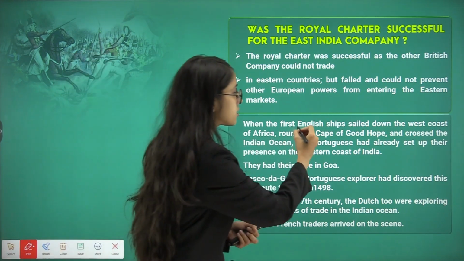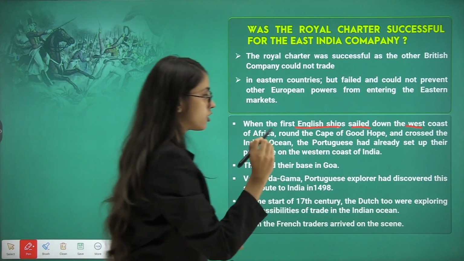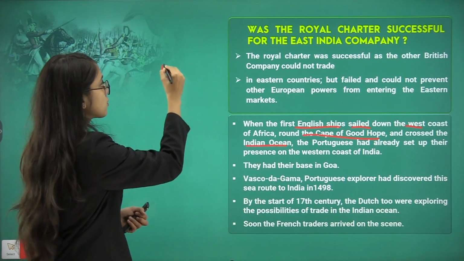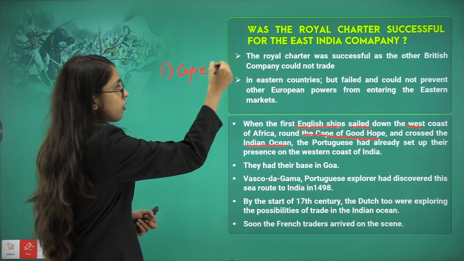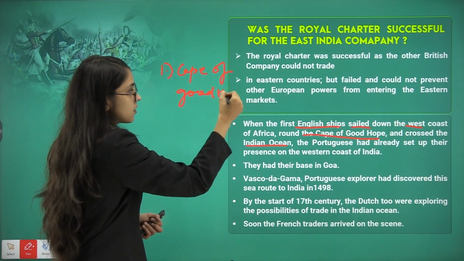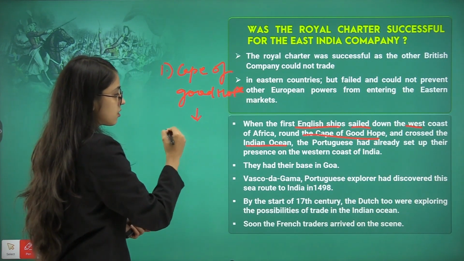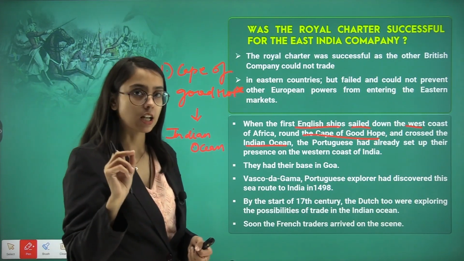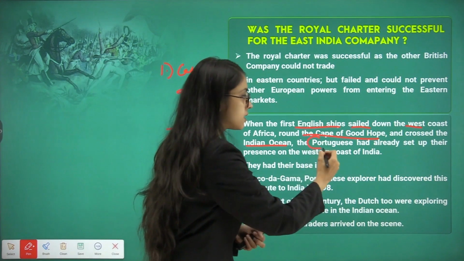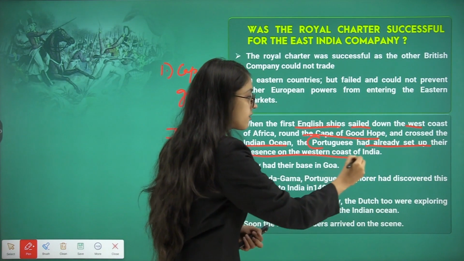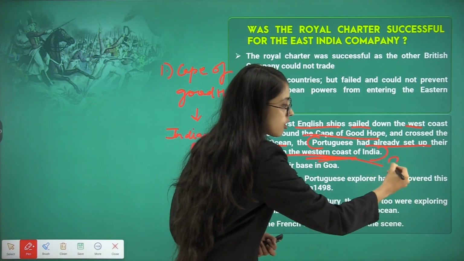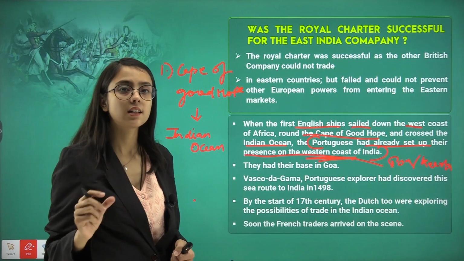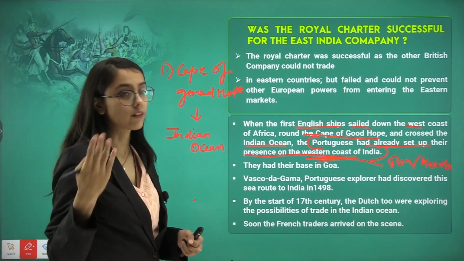Now, the first ships sailed down towards the west and reached the Cape of Good Hope, okay. Then they crossed the Indian Ocean. So the first stop was the Cape of Good Hope, then they reached the Indian Ocean. But there was a challenge. What was that challenge? The Portuguese had already set up their presence on the western coast of India, which consists mainly of Goa, Kerala, etc. You can still see that there is a very rich Portuguese culture in Goa. Now, what after that?